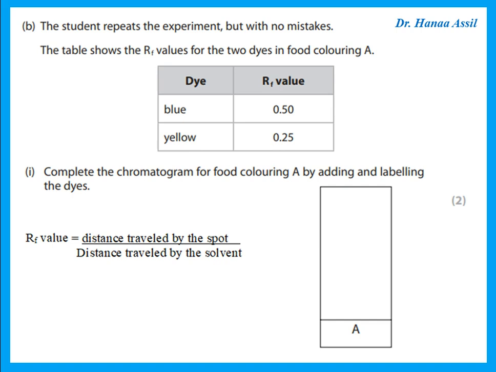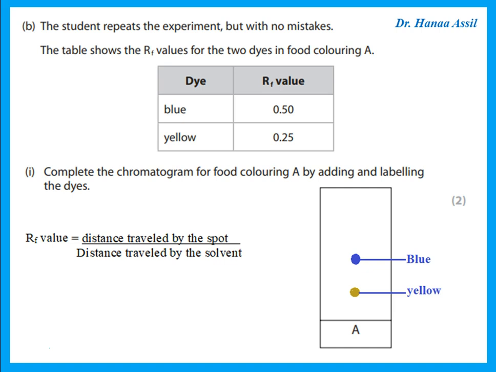Remember, the solvent will travel to the top. So if this is 0.5, then the blue spot is about in the middle. Yellow is 0.25. That means it's about a quarter of the way up. Do we understand this? And then he says, complete the chromatogram by adding and labeling. So I am drawing it in color, but you're not going to draw it in color, so you need to label that this is the blue one and this is the yellow one.